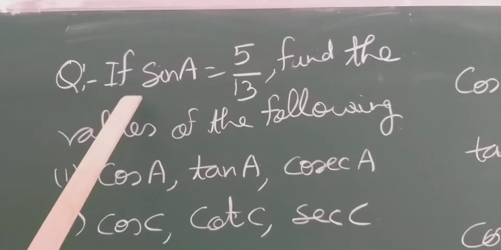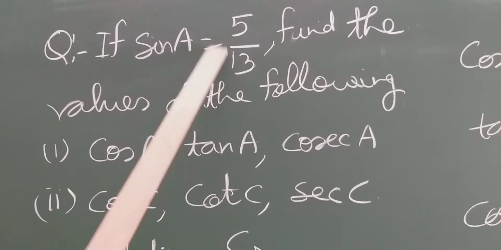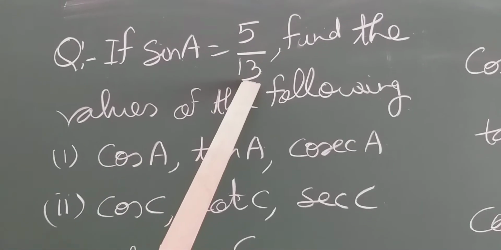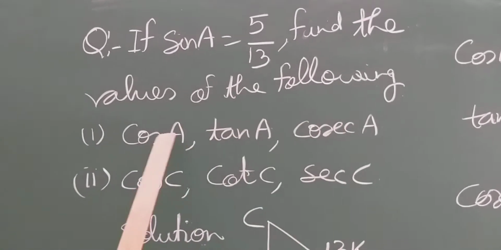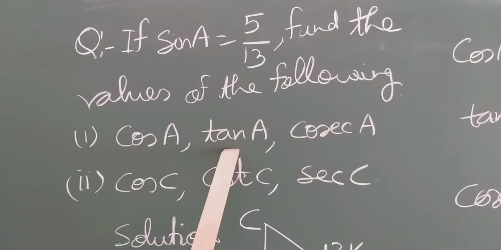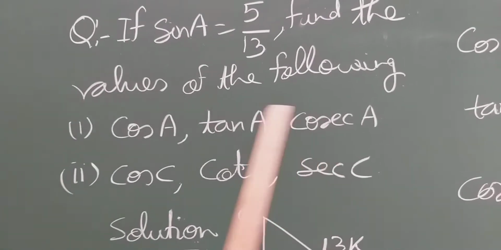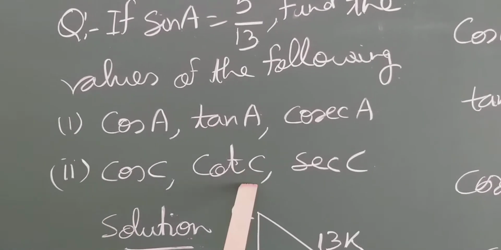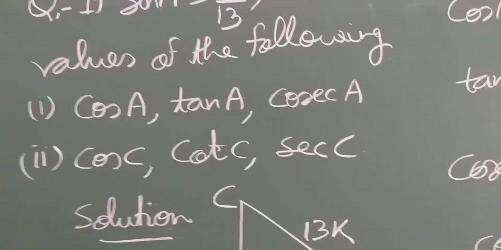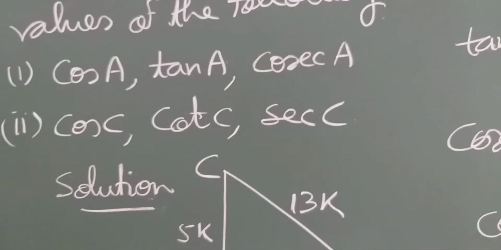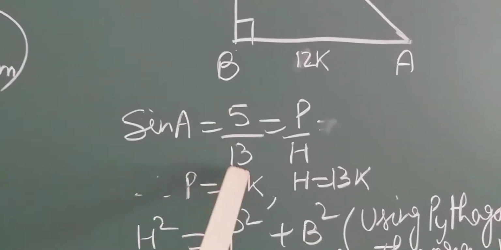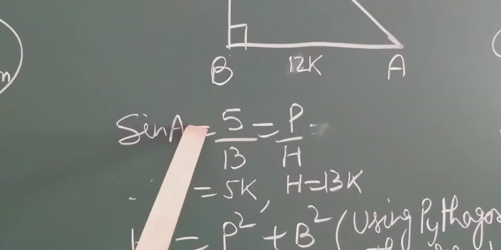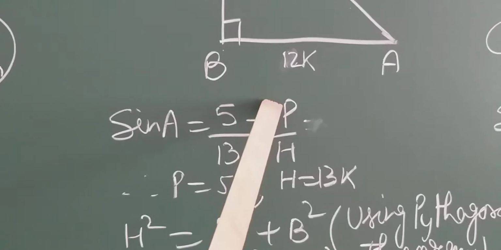Question number 1. If sin A equals 5 upon 13, find the values of the following: cos A, tan A, cosec A, cos C, cot C or sec C. So students, you can see sin A is given to us. Sin A is 5 upon 13. So we know that sin theta equals P upon H.